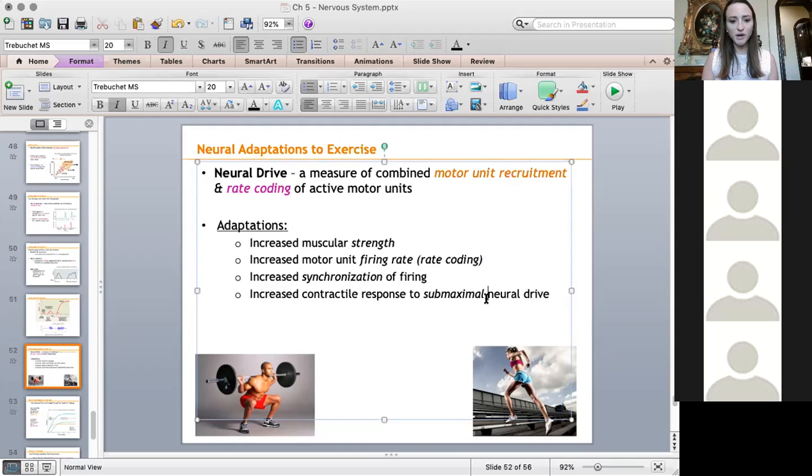And then we also have increased contractile response to submaximal neural drive. So submaximal means non-maximal. So let's say we're at 50-60% of our 1RM or our maximal effort. That would be submaximal neural drive. Again, meaning that we're stronger when we're submaximally working as well as maximally working.